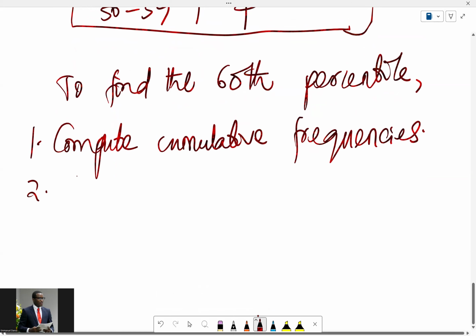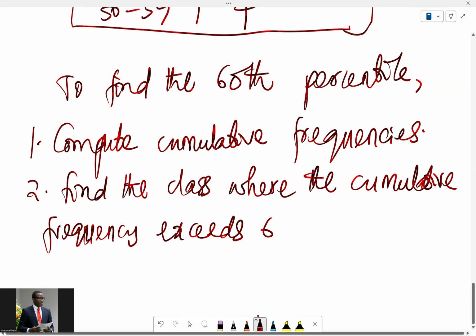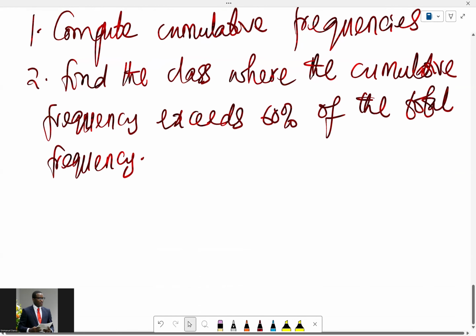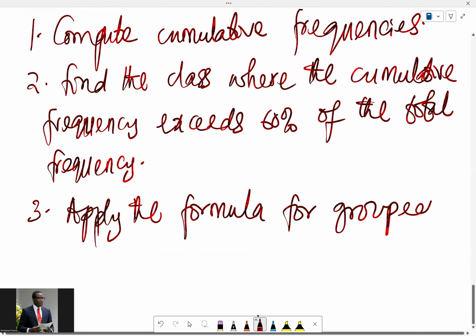The second thing is find the class where the cumulative frequency exceeds 60% of the total frequency. Okay. Then 3, apply the formula for grouped percentiles.